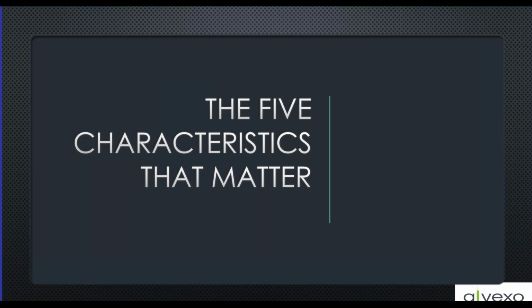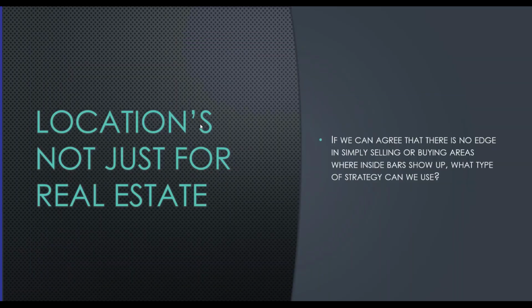So let's talk about the characteristics that matter, because it's easy to say, okay, there's an inside bar, there's a mother bar, we got it made. Okay, here we have this, we got 3 inside bars, we got a spike in volume. You got to understand all the characteristics that we need to put into our decision. If we can agree that there is no edge in simply selling or buying areas where an inside bar shows up, then what type of strategy can we use?